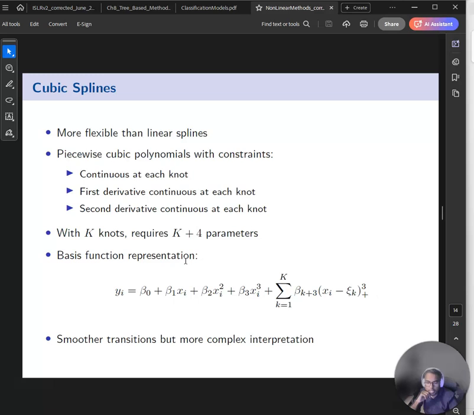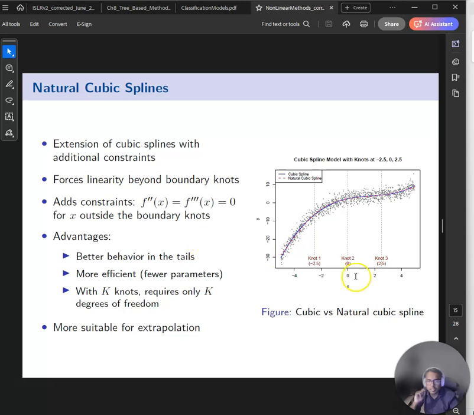with some challenge, and that challenge is in interpreting. Unlike linear splines, where a change in slope has a direct interpretation, cubic splines require us to focus more on the overall slope of the fitted function than the individual constraints.